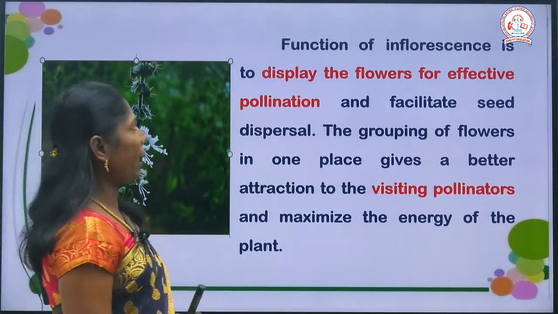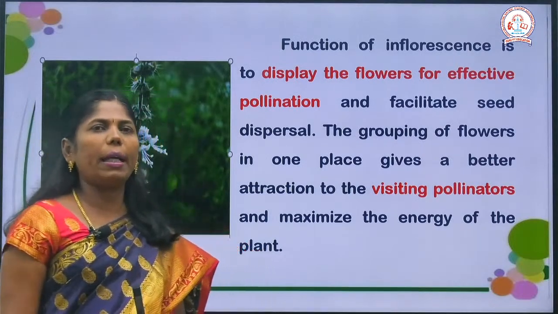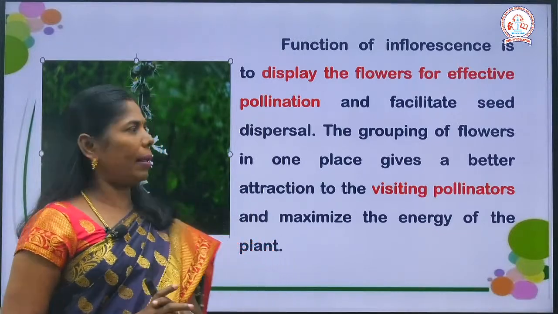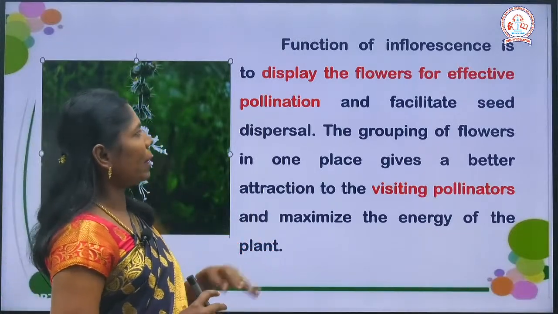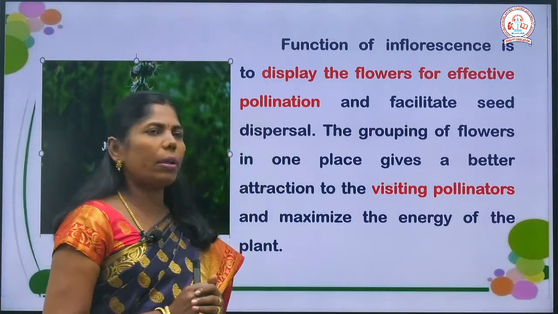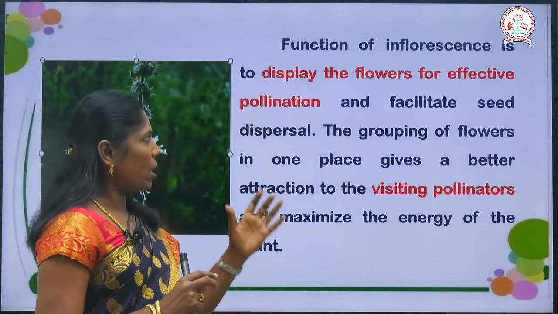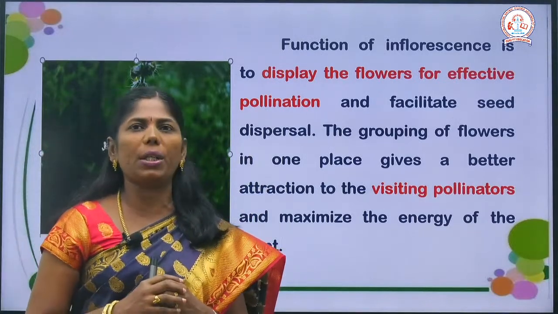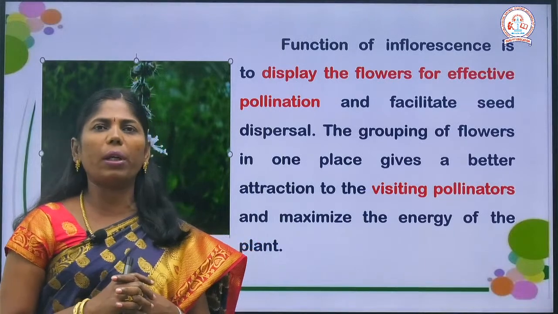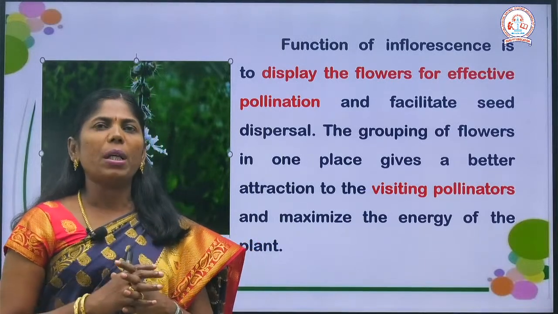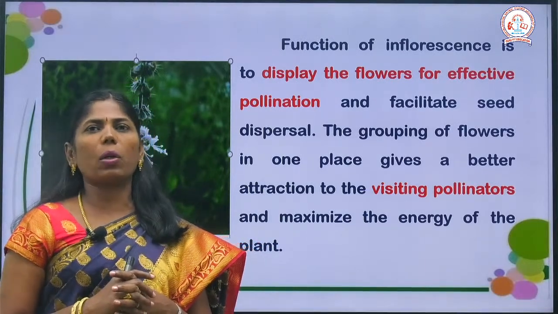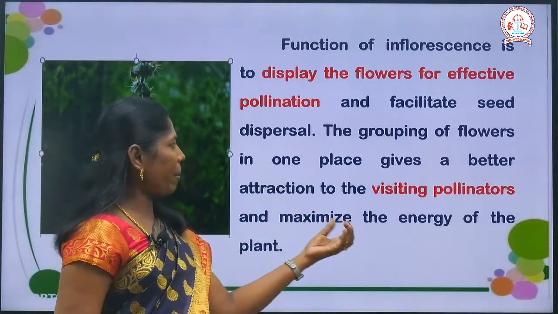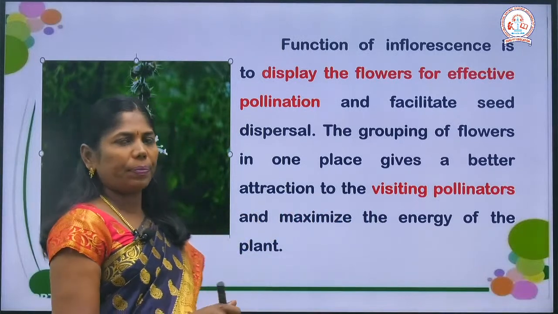So, what are the functions of the inflorescence? Why are the flowers arranged in this pattern? The main function is effective pollination. Another one is that the arrangement of the flowers attracts insects for pollination, that is entomophily. What is entomophily? Pollination that takes place by insects is called entomophily. This maximizes the energy of the plant.